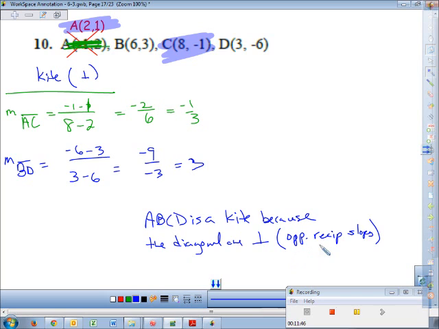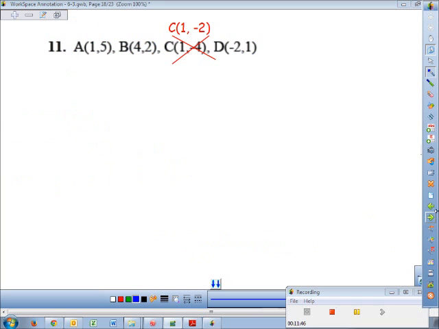You can draw a plain old quadrilateral on a graph, and its diagonals could intersect at a 90, right? But the true way to prove that something's a kite is to get two distinct pairs of consecutive sides equal. That's really the only way to prove that something's a kite. One more. Change that ordered pair on 11 to (1, -2) for point C, if it hadn't been changed already.